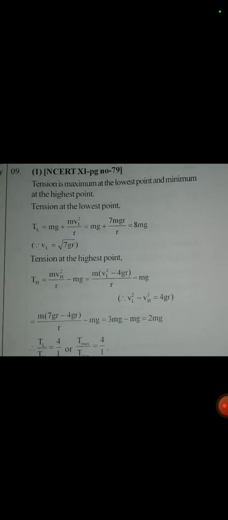The tension is maximum at the lowest point and minimum at the highest point. Tension at the lowest level is mg plus mv square by r, which is mg plus 7 mgr by r, which is 8 mg. And tension at the highest point is mv square by r minus mg, which comes out to be 2 mg, and therefore the ratio of T max upon T minimum is 4:1.